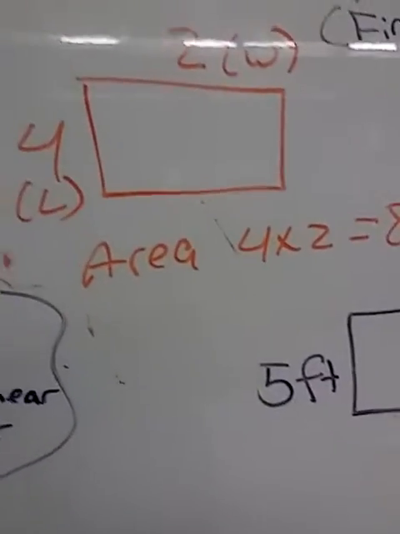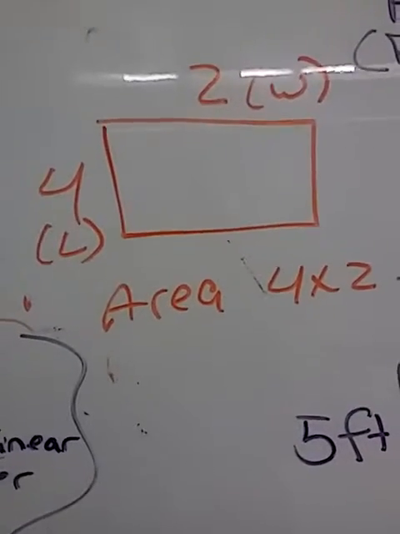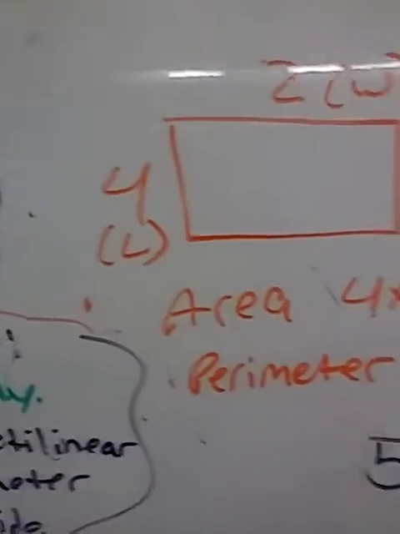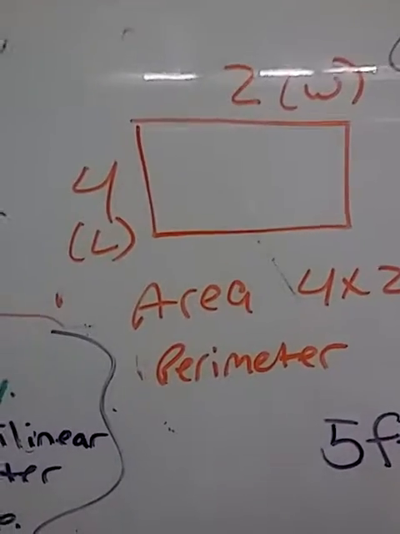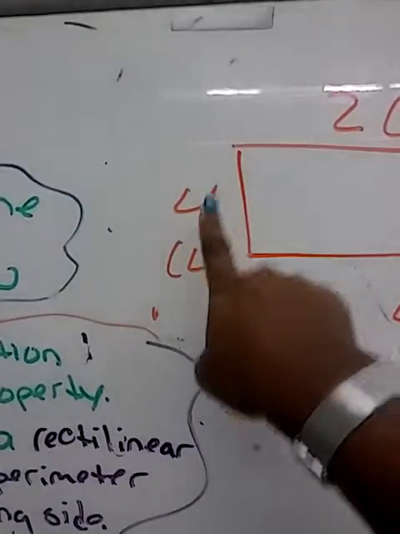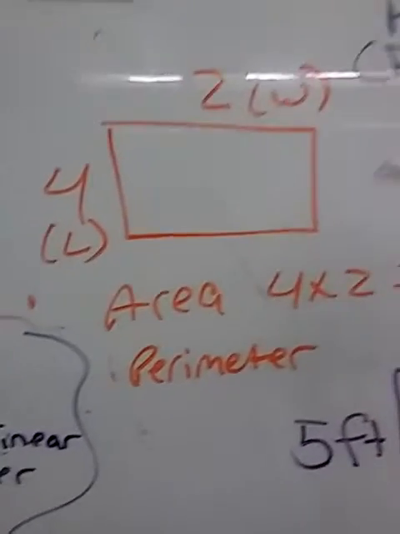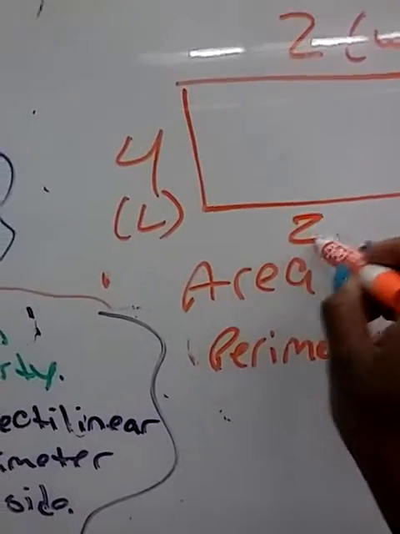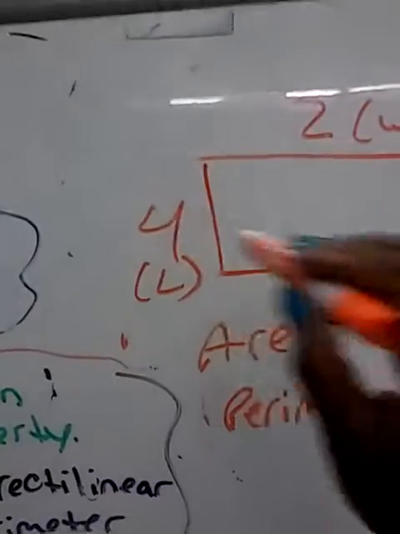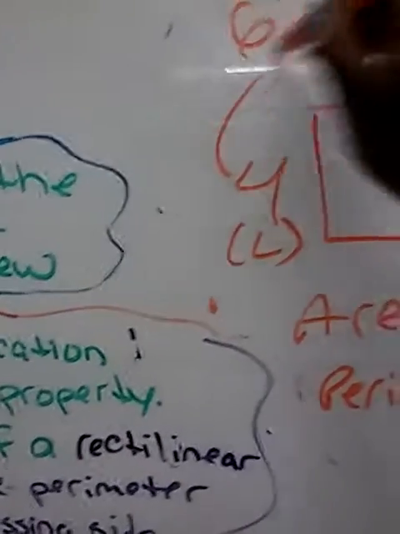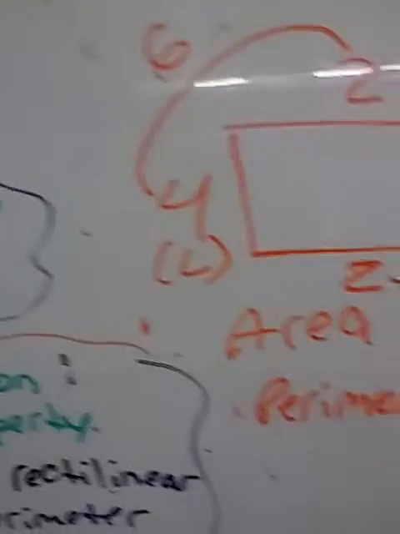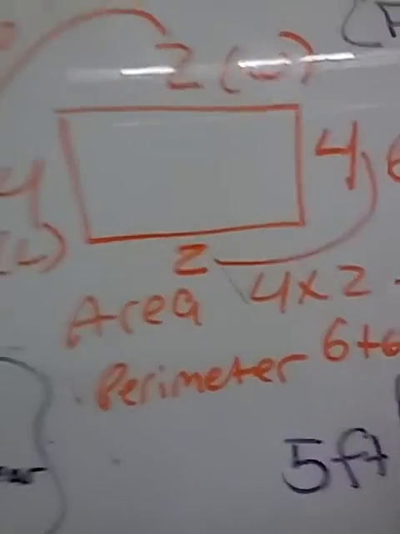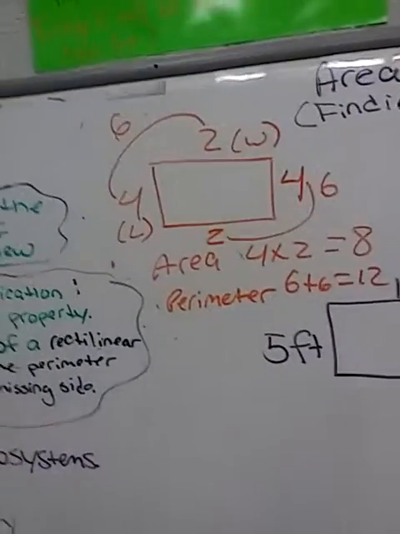We've also been working on perimeter. If we're trying to find the perimeter, that's basically the sum of all sides. And that's basically adding all sides. So if I have a length of 4 over here, my length of 4 will be over here. If I have a width of 2 up here, my width of 2 will be down here. So I'm adding all the sides. 4 plus 2 will give me 6, and 4 plus 2 will give me 6. 6 plus 6 will give me 12. So my perimeter would be 12.